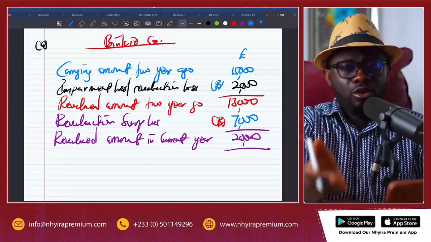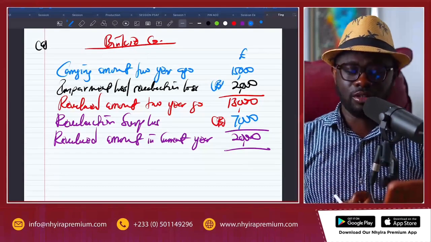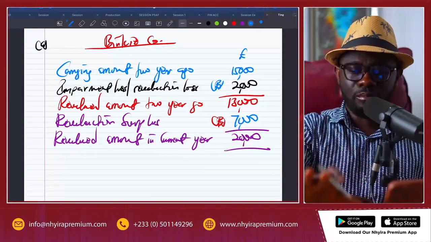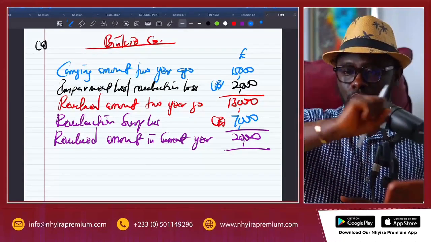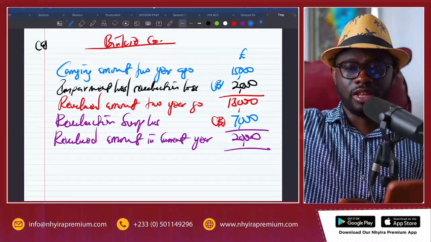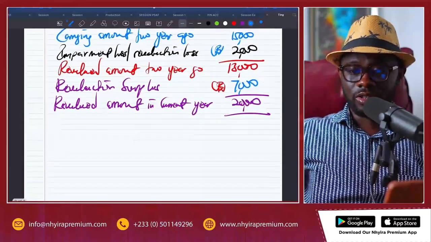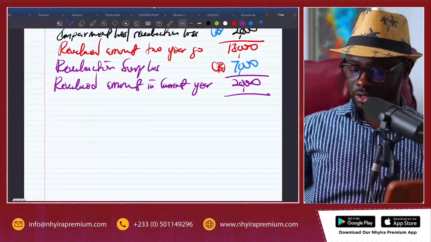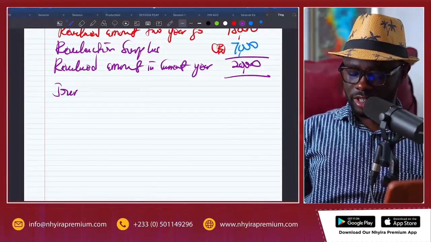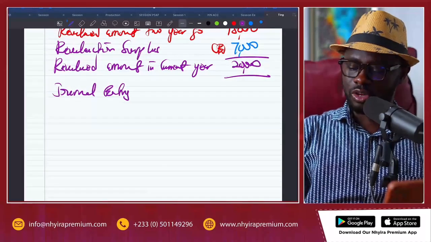Now, how do we account for this £7,000 here? We cannot pick the £7,000 and then boom, throw it into the OCI. Because remember, previously, it was having what? An impairment loss. So what will be the journal entry? Our journal entry will look like this.